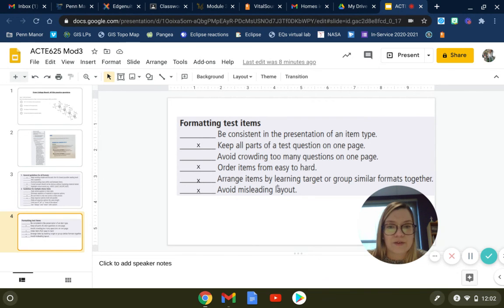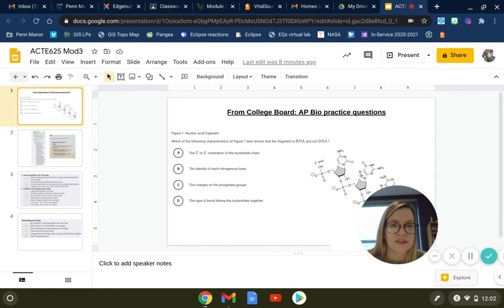And the layout is also misleading, especially because of the figure and the question being on two separate pages and the fact that some of these are things that students have learned and some of them aren't. It's definitely very misleading. So that's my bad question.